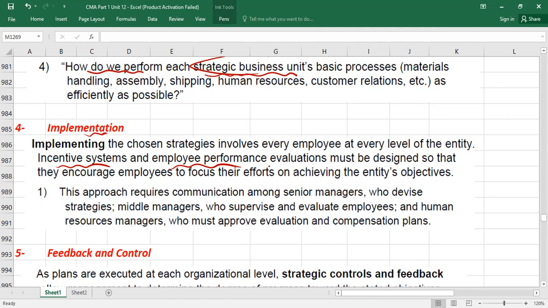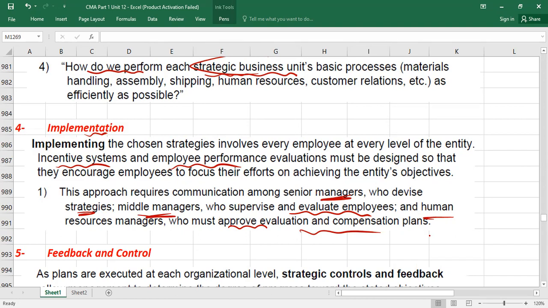So obviously, guys, when you implement the strategy, you need the participation from senior managers also, because senior managers devise the strategy, they make the plan. You also need interaction with the middle managers, who supervise and evaluate the employees, right? And obviously we also need the involvement of the HR department, the HR manager, who must approve, evaluate, and compensate the plans. Compensation, like for example, how much salary they have to pay as per your performance.